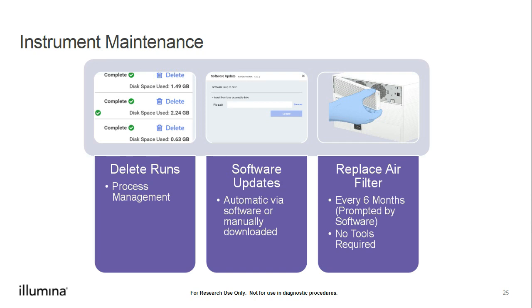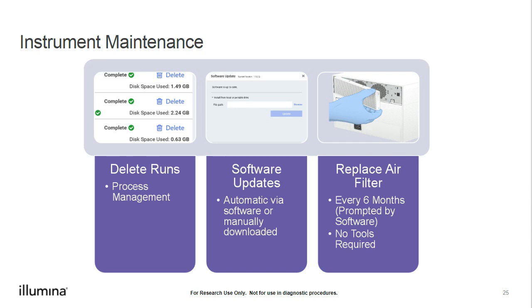And the last thing that you'll need to do is replace the air filter on the iSeq 100. We do recommend replacing it every 6 months or more often if you're operating in a particularly dusty environment. If there's any construction in the lab or in the lab next door, it might be helpful to replace it earlier. It does take about 10 seconds and does not require any tools. We have some guidance on replacing that air filter in the system guide as well, if you have any questions about that.